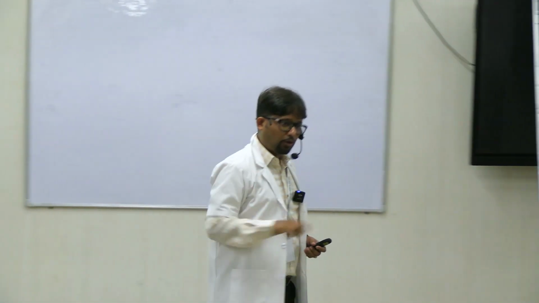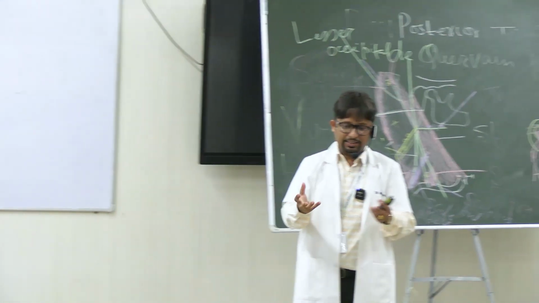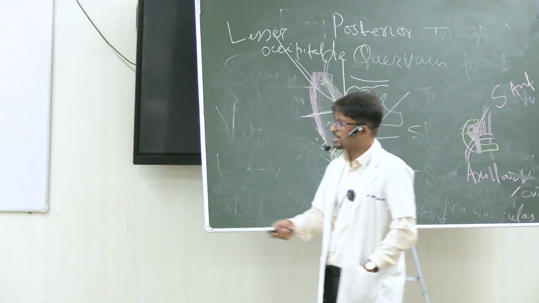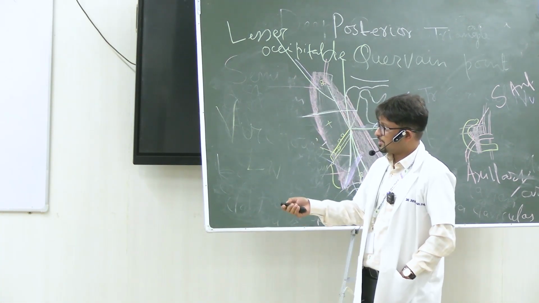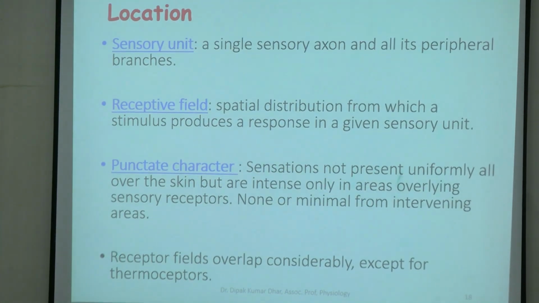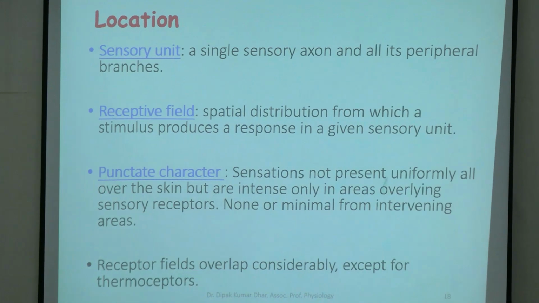The area of the body from which a sensory unit collects or receives its sensation is called a receptive field. It is a spatial distribution, spatial coming from the word space, from which, if you give a stimulus, a response is produced in a given sensory unit.